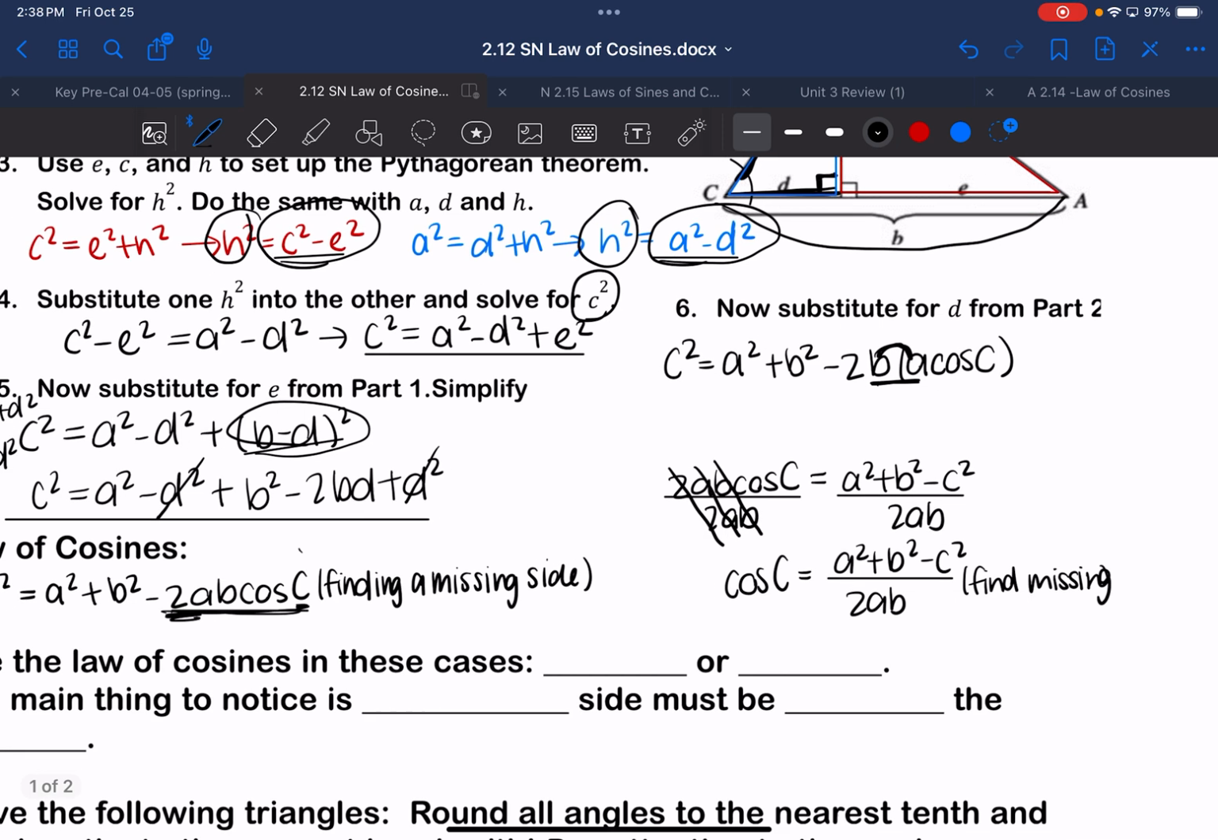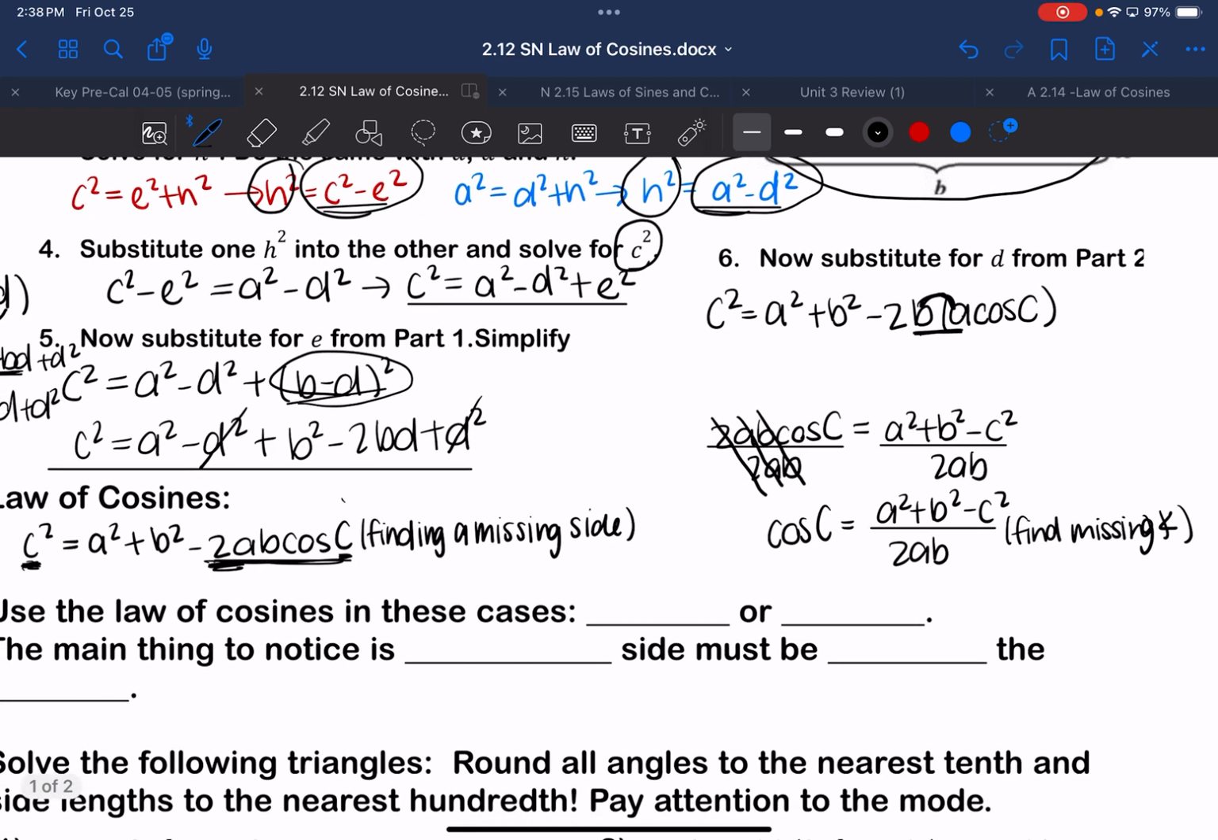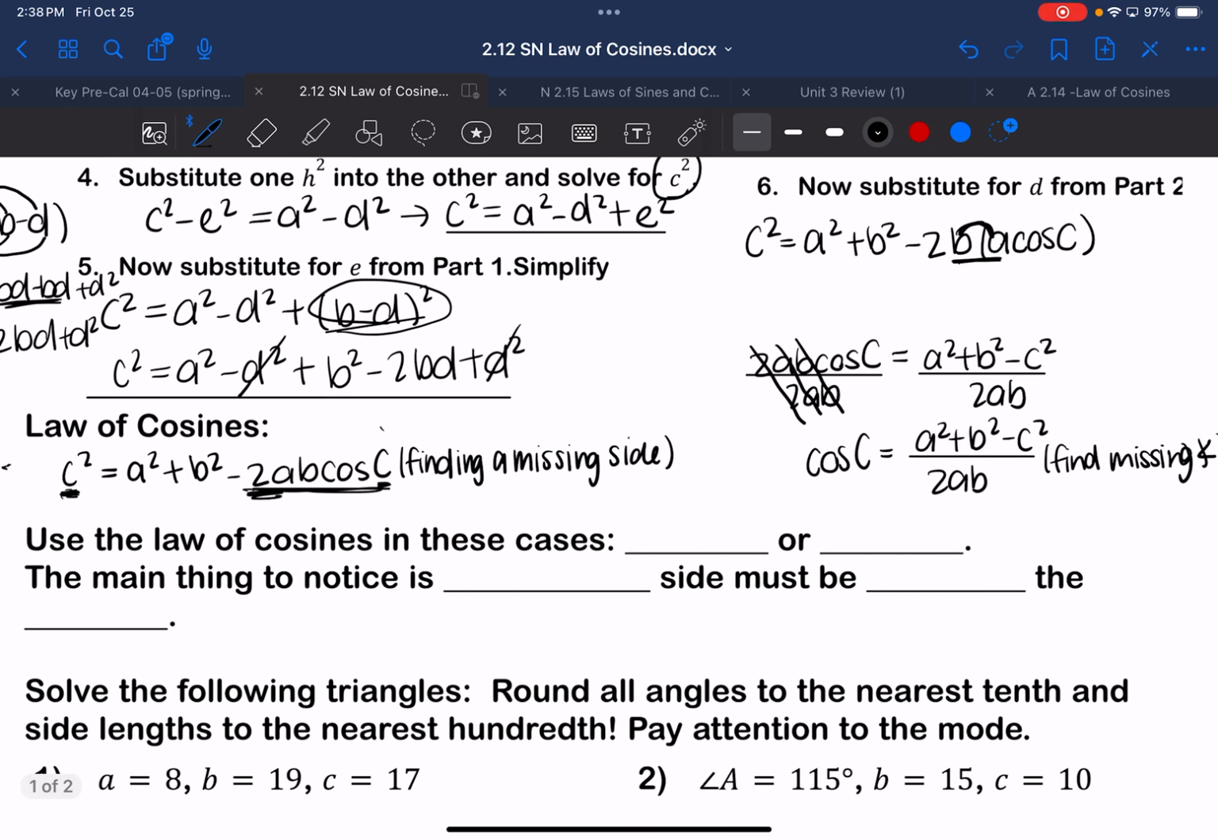Wait, to solve it you do the inverse of cosine? Yes. Cosine negative 1, like what we did yesterday, but for sine. Okay, so same formula, but one is set up to find an angle, one is set up to find a missing side.